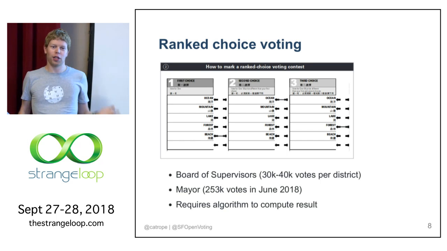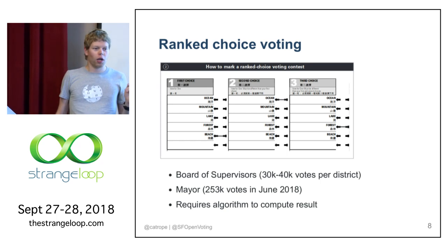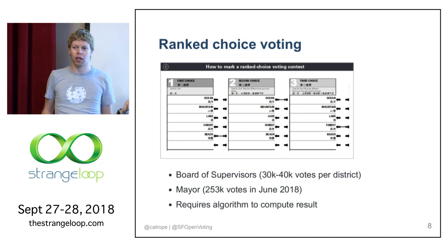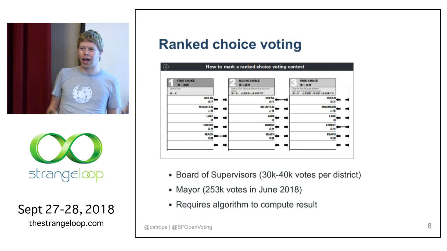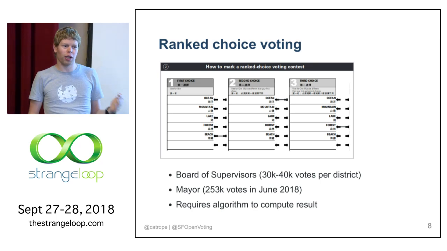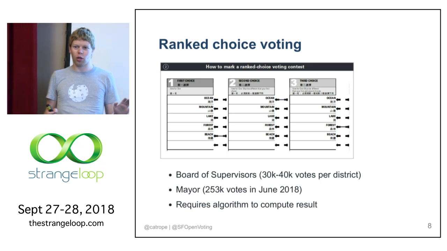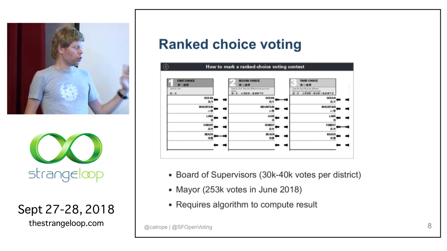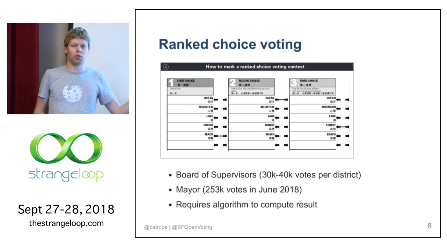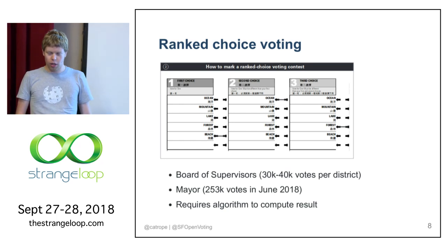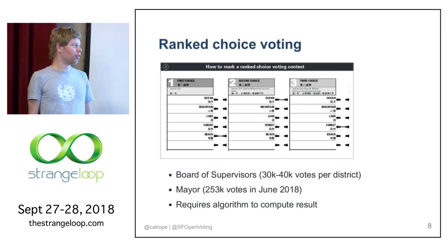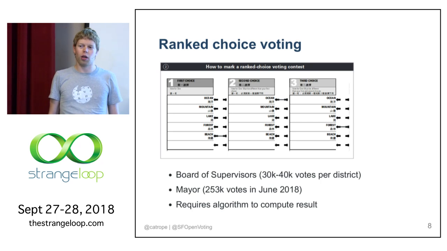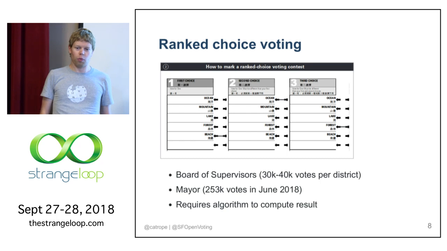This gets complicated, and it gets more complicated when you have more votes. So for a supervisor, we have 11 districts in the city, so you really only have 30 to 40,000 votes in high turnout elections in high turnout districts, and you might get down to 10 to 20,000 in lower turnout situations. But we had a mayor's election in June that was highly contested. It used ranked-choice voting. That was 253,000 votes. So it's a lot of data to deal with, and you can do this by hand, but you're not going to do this by hand anymore. You need to run an algorithm in a computer to compute this result.